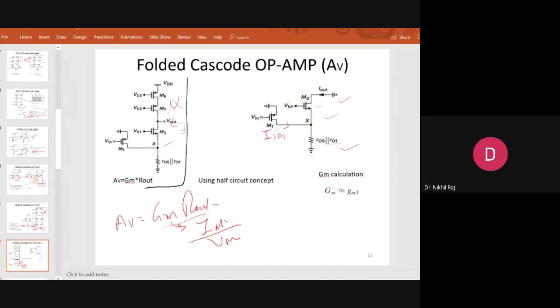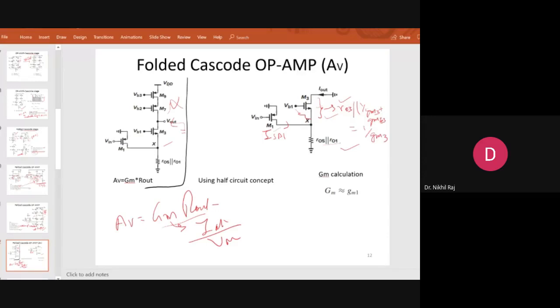So what will be the effective resistance seen by this node? It will be RO3 in parallel with the resistance seen at this node. At this node it is 1 by GM3 plus, if you include the body transconductance, GMB3. So effectively you get 1 by GM3 or so. When I compare this resistance with this one, 1 by GM3 will definitely be lesser than this combination.